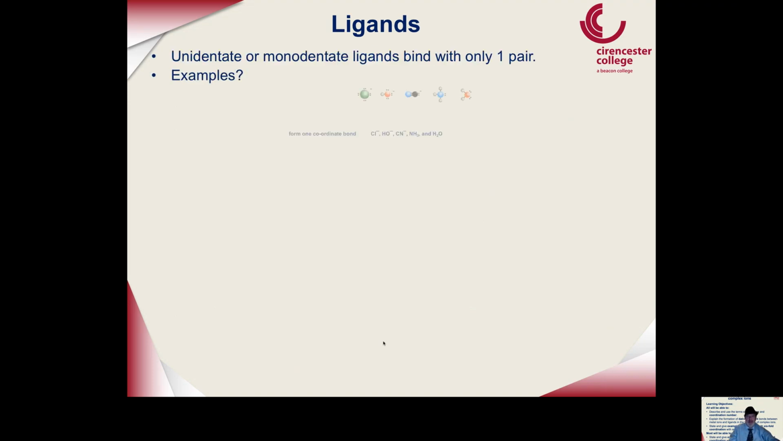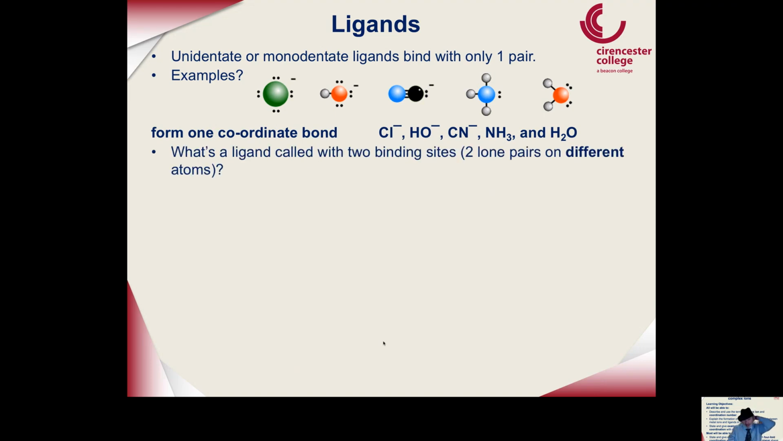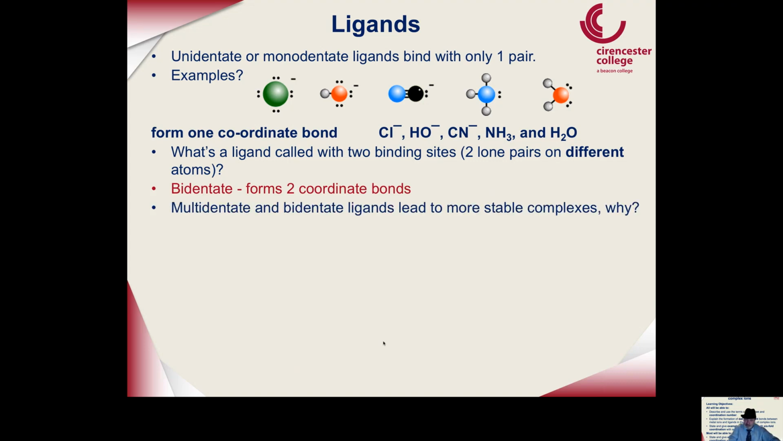So 1 pair examples, so they form 1 coordinate bond. You can see the lone pairs down in the diagrams. Okay, right. What do you reckon you call it if you had a ligand with 2 binding sites, 2 lone pairs on different atoms? They'd have to be on different atoms, otherwise they wouldn't be able to get round the metal. They need to be separated. Guess what? If it's got 2, it's going to be bidentate. So we've got 2 coordinate bonds.